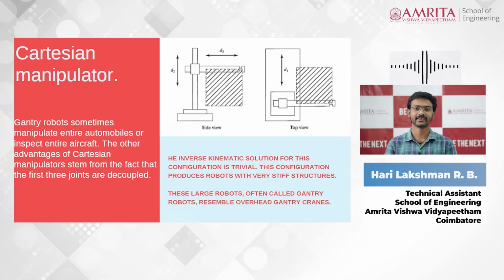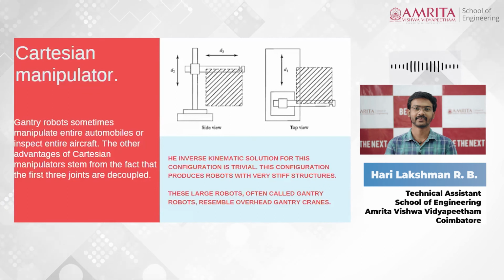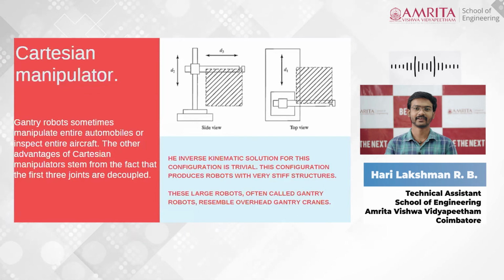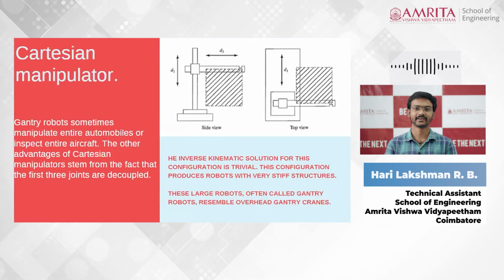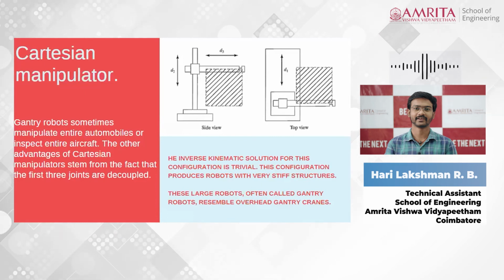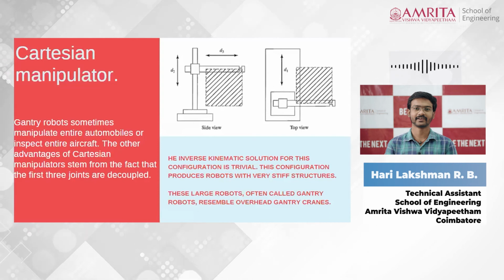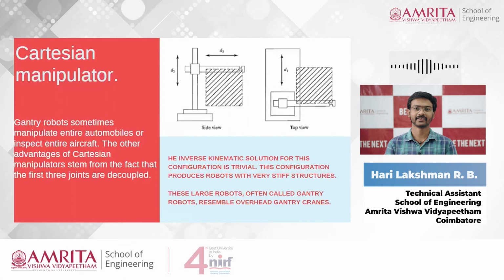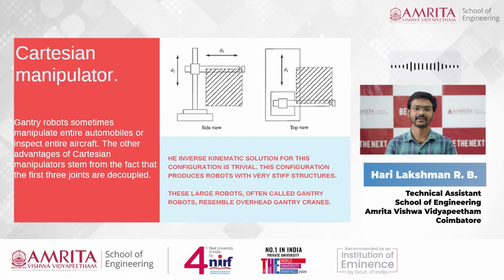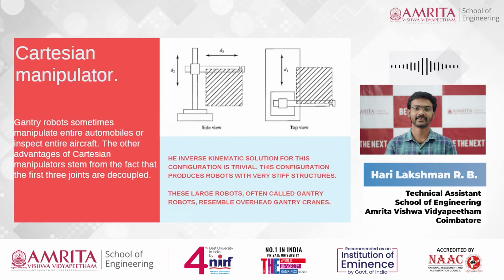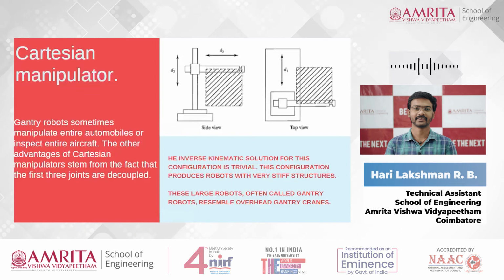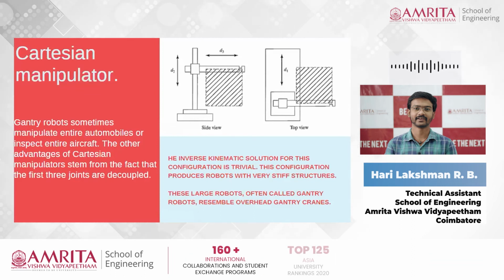So the inverse kinematic solution for this configuration is trivial, because this configuration produces robots with a very rigid structure. As a consequence, very large robots can be built using this. These large robots are often called gantry robots, resembling overhead gantry cranes, and gantry robots sometimes manipulate entire automobiles or inspect entire aircraft.